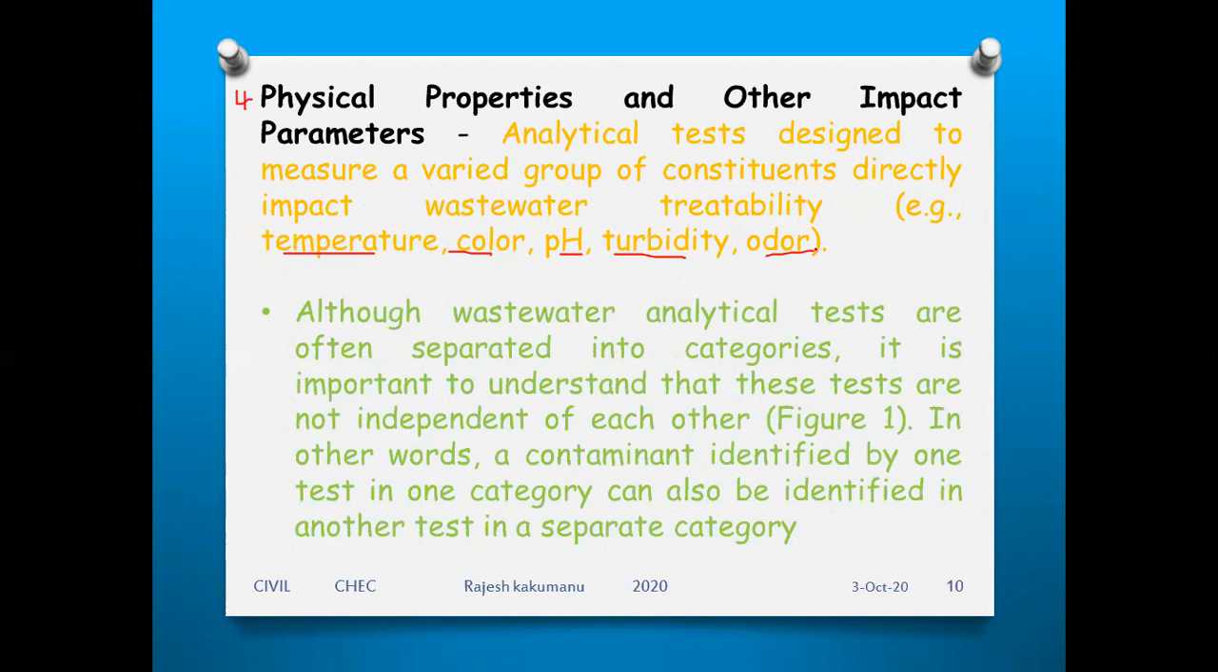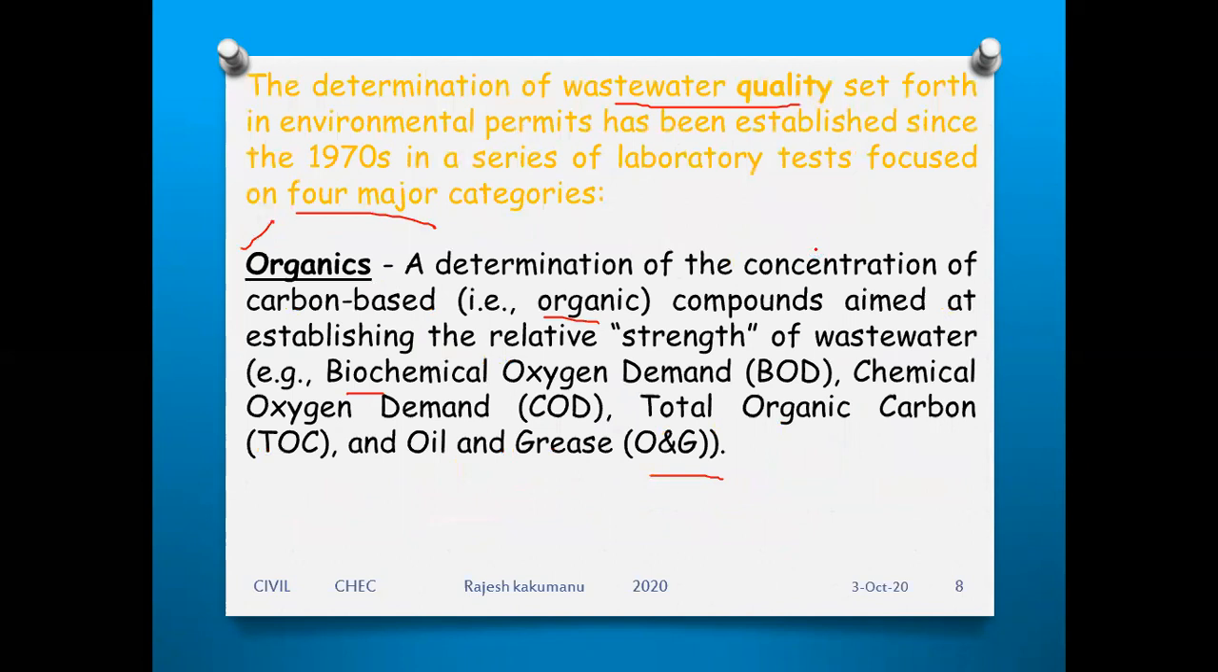But the major thing to discuss is what are the 4 types of tests to be carried out, that is BOD, COD, TOC and O and G. Okay? So these are the 4 major categories. Under this, these are the 4 tests we are doing, right?